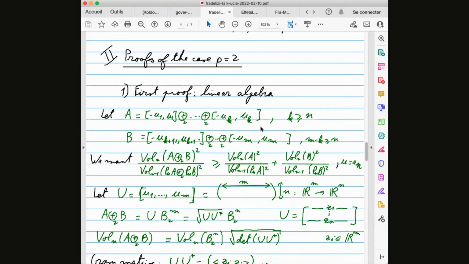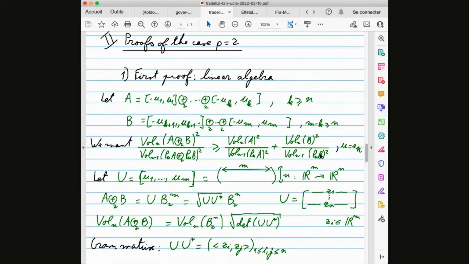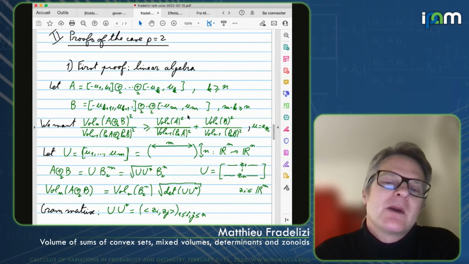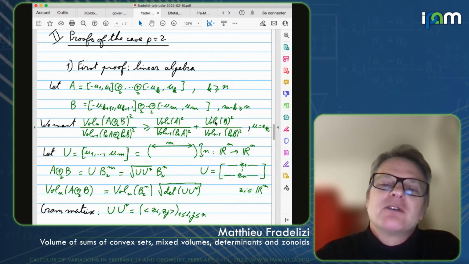A is just the 2-sum of segments, and B is the 2-sum of segments. Here I assume the case where we have more than n segments, and also for B, so that they have nonzero volume. If they both have zero volume, of course the inequality holds. If one of them has zero volume, the inequality still needs to be proved, but you can prove it by first proving this and then going to the limit. So I can assume, and I will assume, that the volume of A is not zero and the volume of B is not zero.